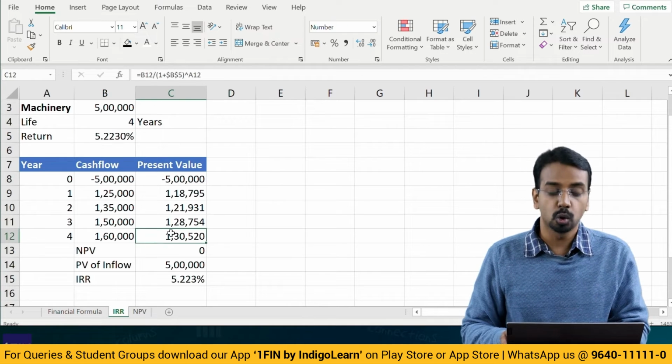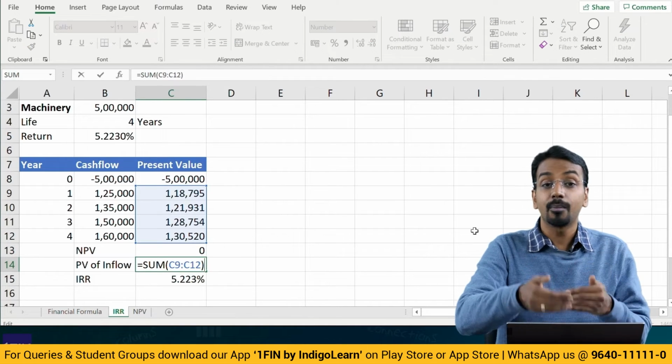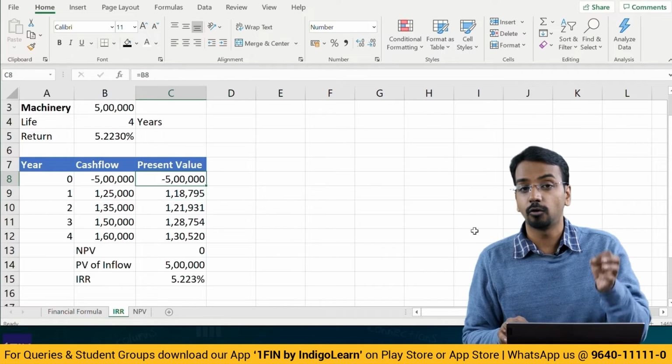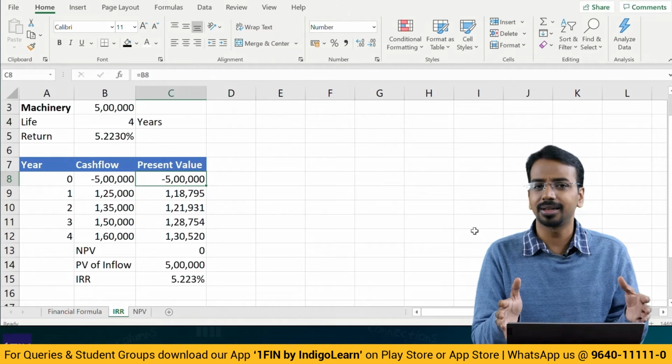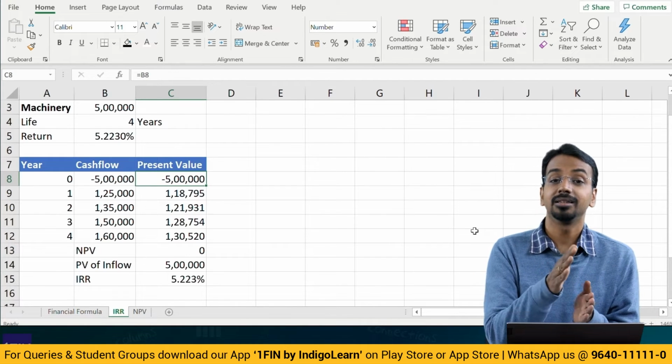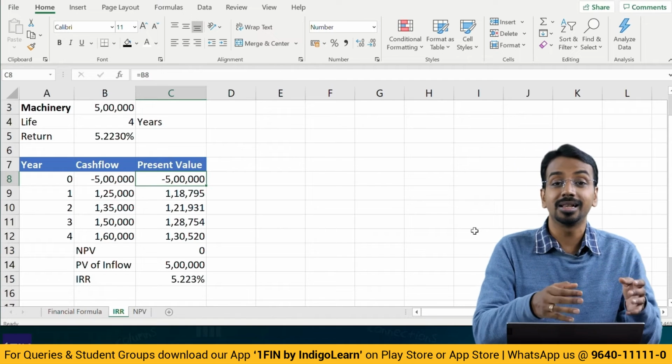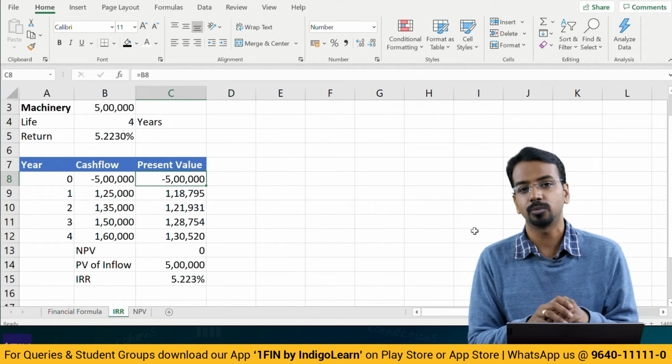becomes 0. So if you come to the total of inflow, the sum of inflow is also 5 lakhs and the present value of outflow is also 5 lakhs. So basically at the IRR, the present value of inflow is equal to the present value of outflow, and this tells us what is the return we are earning from the project.